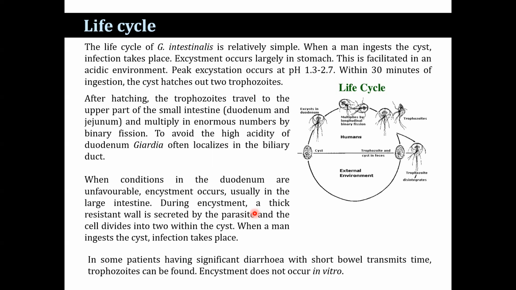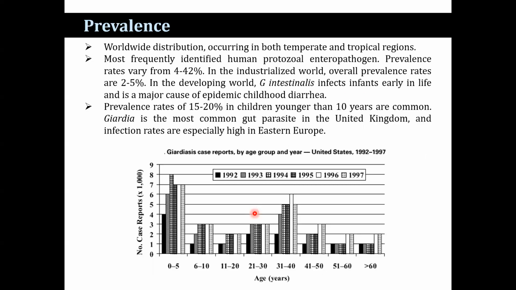When a man ingests the cyst, the infection takes place. In some patients having significant diarrhea with short bowel transit times, trophozoites can be found. Encystment does not occur in vitro.